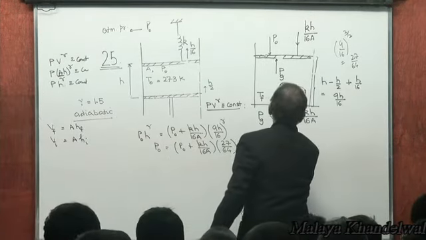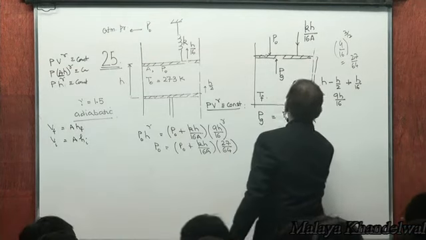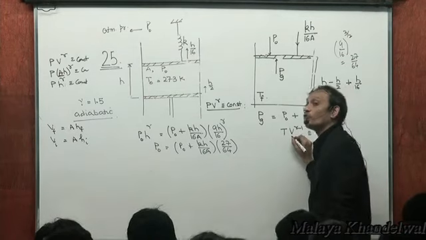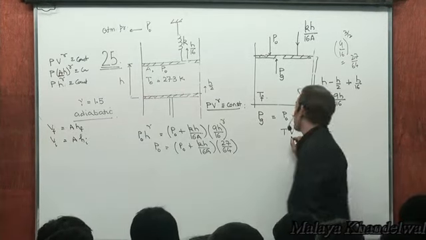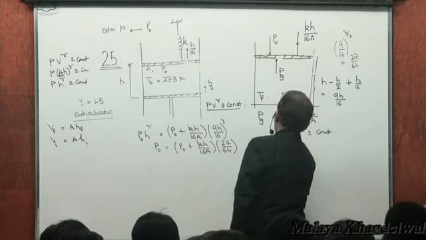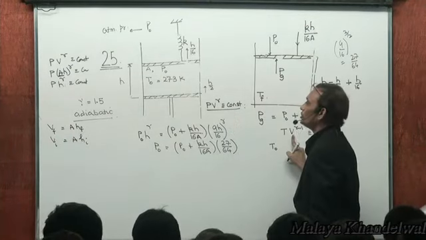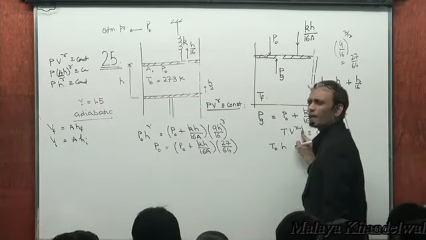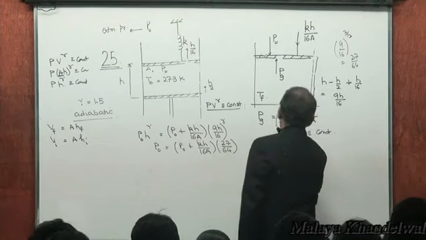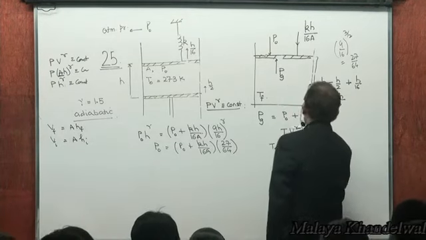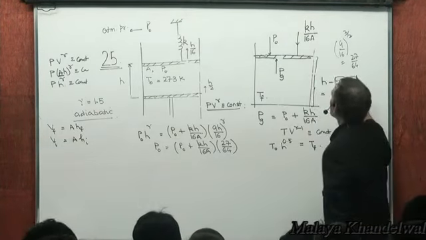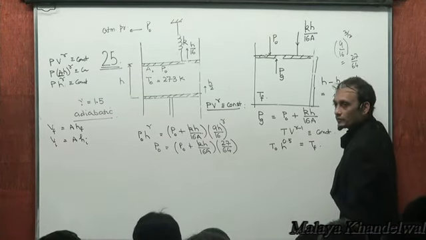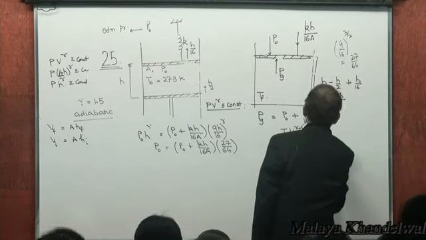Adiabatic process, TV to power gamma minus 1 is a constant. So initial temperature, instead of volumes, I will write heights. Initial temperature T naught, which is 273 Kelvin. Initial volume replaced by the initial height, which is h to power gamma minus 1 means 0.5. Gamma is 1.5, so it's 0.5 equals final temperature TF into final height 9h by 16 to power half.